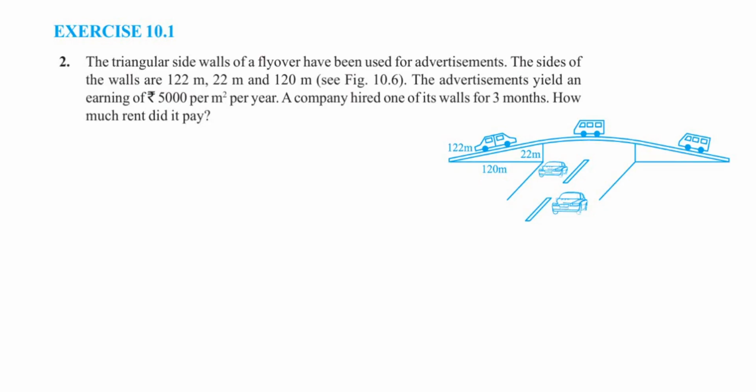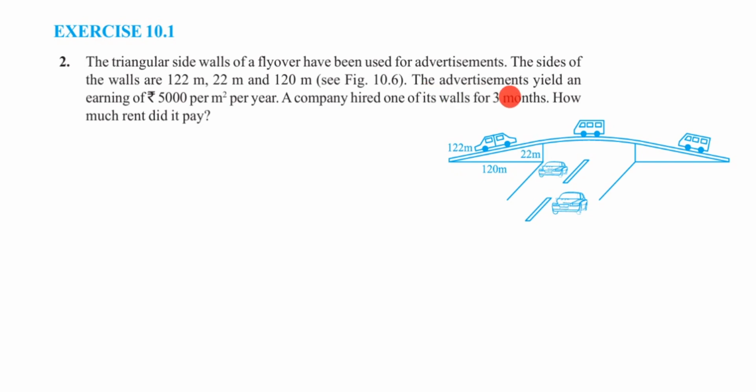Hey everyone, here's a question from exercise 10.1, second question. The chapter is Heron's formula of class 9th. The question is, the triangular side walls of a flyover have been used for advertisements. The sides of the wall are 122 meters, 22 meters and 120 meters. It's given in this figure. We can see this is the wall which is in shape of a triangle and all the three sides are given.